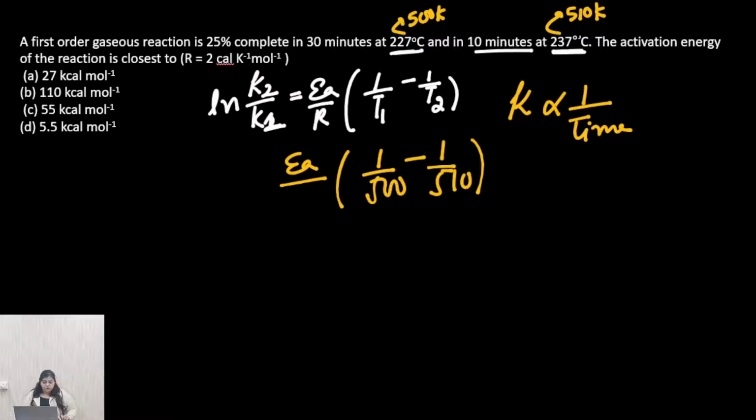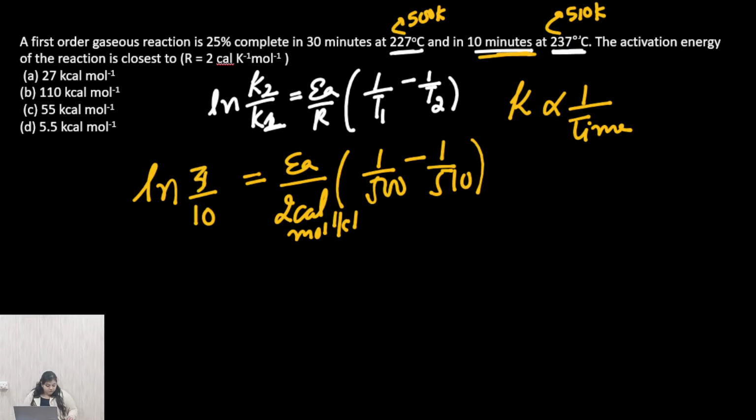So E upon R value, where R is 2 calories per mole per Kelvin, is equal to natural log of... Now the K2 value, that is when the time T2 is 10 minutes, so the rate constant is the inverse of it, 1 by 10. And for K1, the time is 30 minutes, so the 30 comes in the numerator. Okay, this 0 and 0 will get cancelled out.